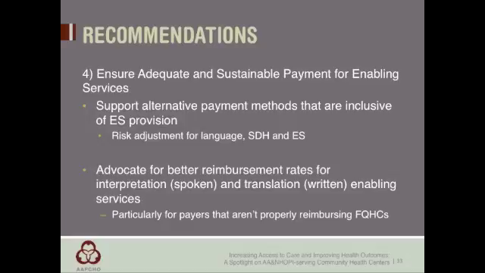The fourth recommendation is ensuring adequate and sustainable payment for enabling services. So this is one of the primary policy goals of APCHO. With that, we want to support alternative payment methods that are inclusive of enabling services provision. It's incredibly important to not only protect the systems already in place, like the prospective payment system for Medicaid, but that alternative payment methods also include risk adjustment for language, social determinants of health, and enabling services, like Rosie had mentioned earlier.